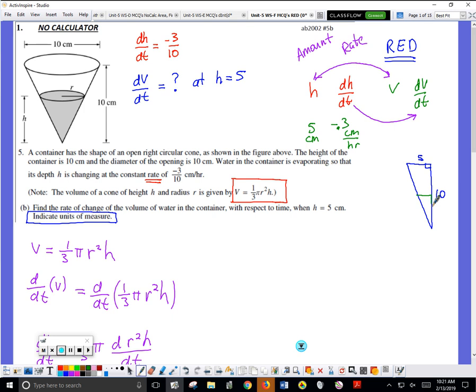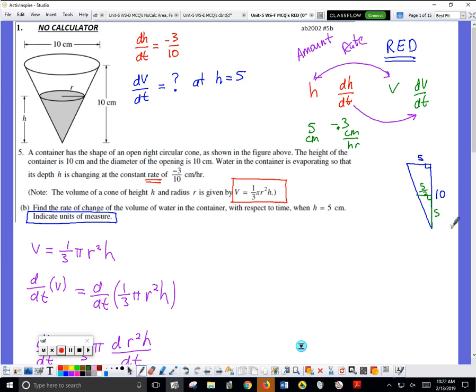Within that, we could draw this one, where this dimension is 5. This dimension would be what? 2.5. Without a calculator, it's better to use fractions. It's easier. So that's 5/2.